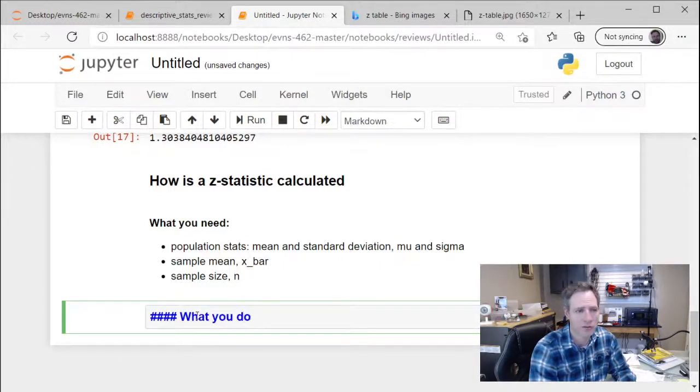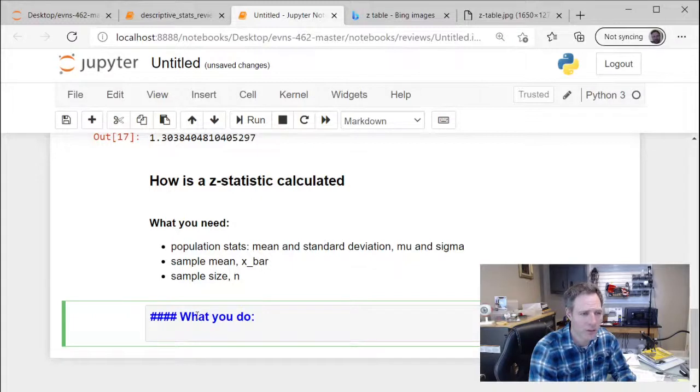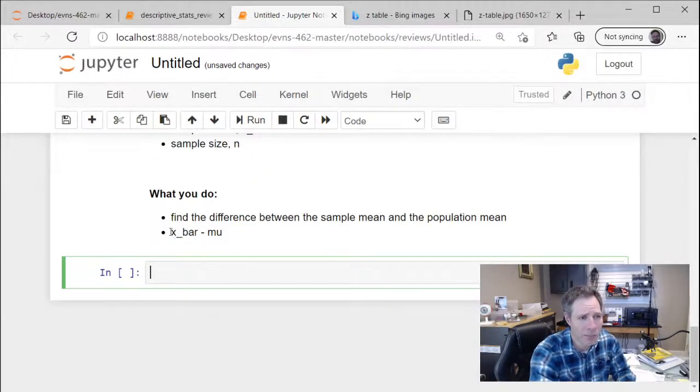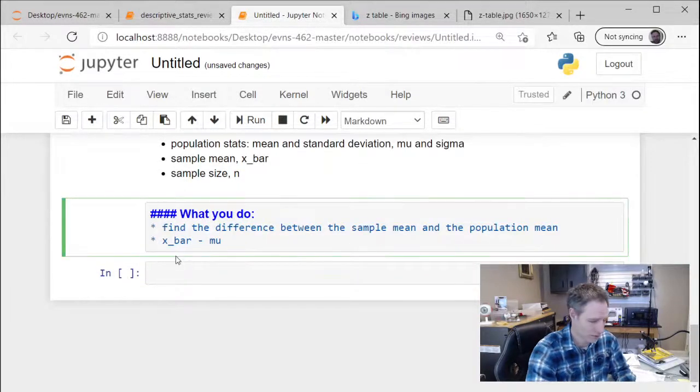Okay, so now let's go down here to what you do. Okay, so the first thing you're going to do is find the difference between the sample mean and the population mean. Okay, so that is x bar minus mu. All right, the sample mean minus the population mean. So this is a measure of deviation.